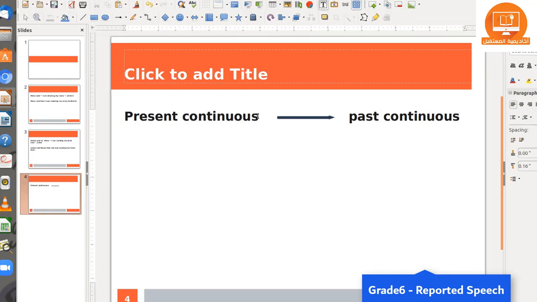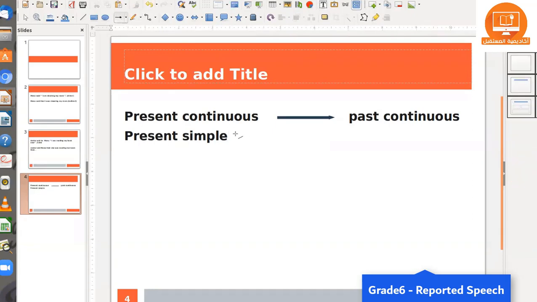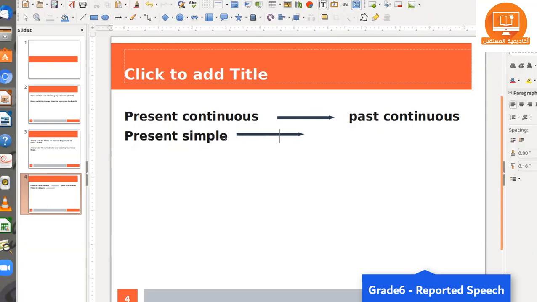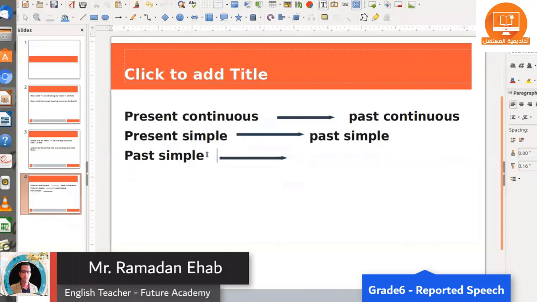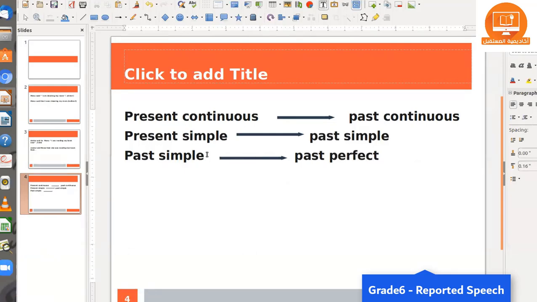Okay, Salma, present simple will be changed to what? Past simple. Very good. So present simple I'm going to change to past simple. What about past simple? Yusuf Islam, tell me. Past simple will be past perfect. Past perfect means had and past participle. Yes, excellent.